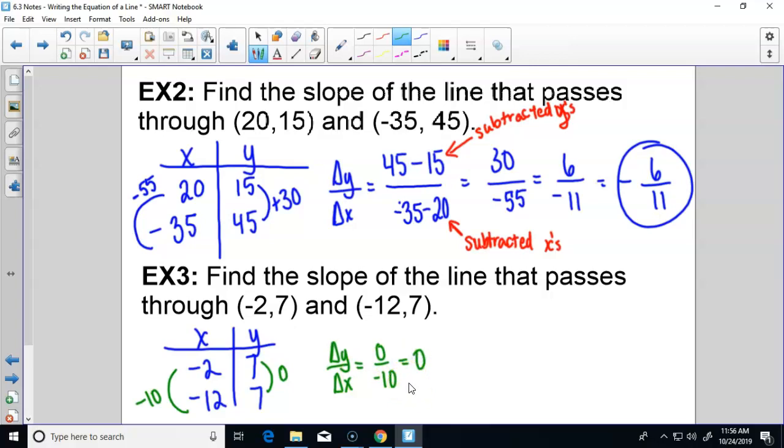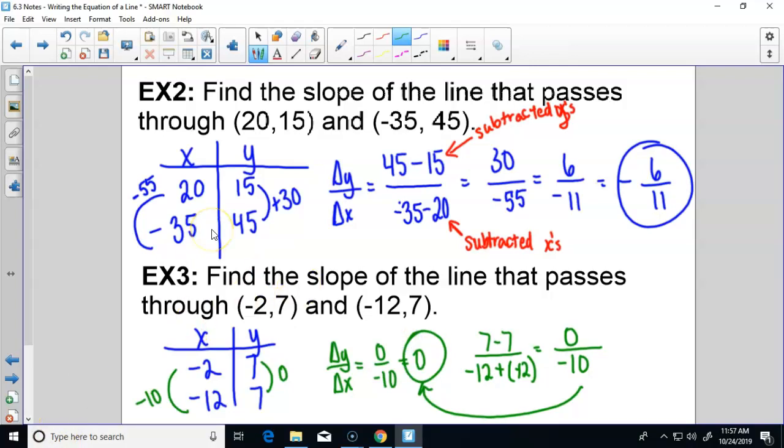To do that though, notice that what I did to get this 0 is I did 7 minus 7 over -12 minus -2. And 7 minus 7 is 0. This would both become positives here, and we'd have -10. So that gives us, of course, the same answer that we found here. We can stick with the table if we want, but I would like for us to shift to using a formula for this.